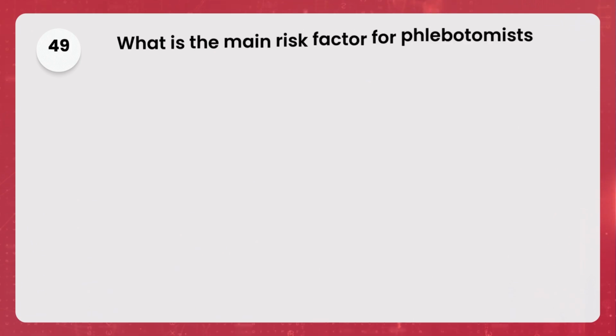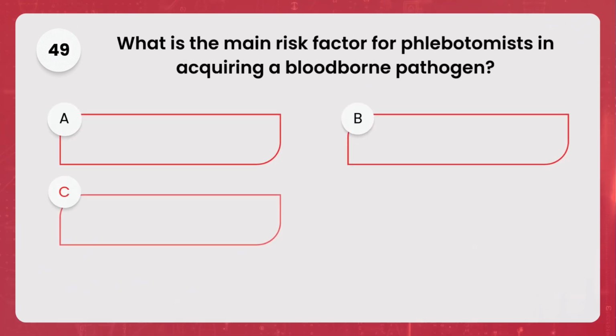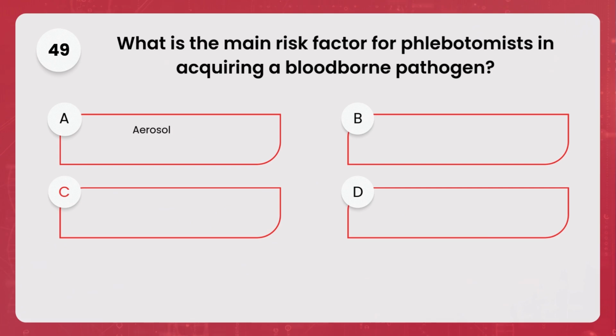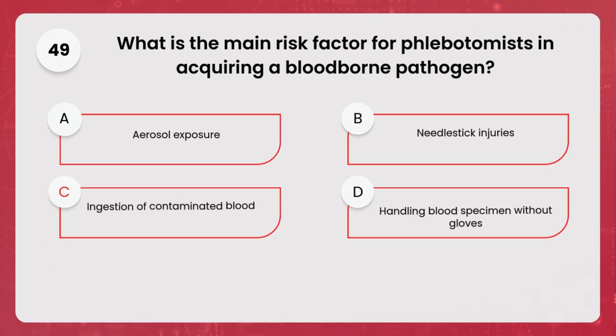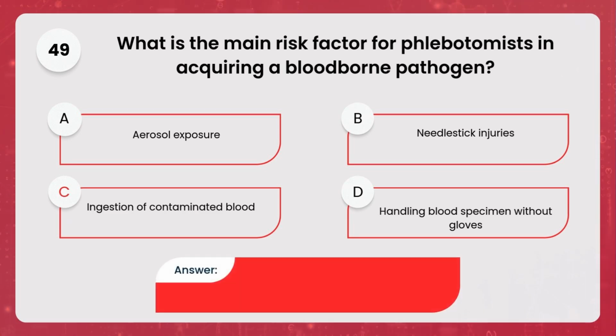Number 49. What is the main risk factor for phlebotomists in acquiring a blood-borne pathogen? A. Aerosol exposure. B. Needle stick injuries. C. Ingestion of contaminated blood. Or D. Handling blood specimens without gloves. The answer is B. Needle stick injuries.